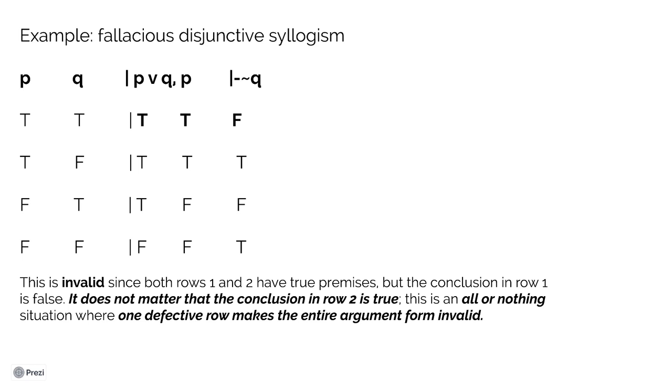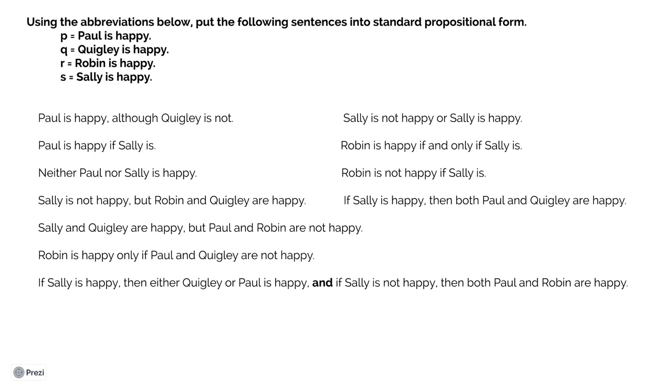Okay, let's spend the remainder of our time putting things into practice. Let's begin by making sure we understand how to formalize our propositions. In these examples, let P stand for Paul is happy, Q stands for Quigley is happy, R stands for Robin is happy, and S stands for Sally is happy. Now, for the sake of time, I am moving on, but I encourage you to pause at this point in order to see if you can work this out for yourself and if your answer matches mine.